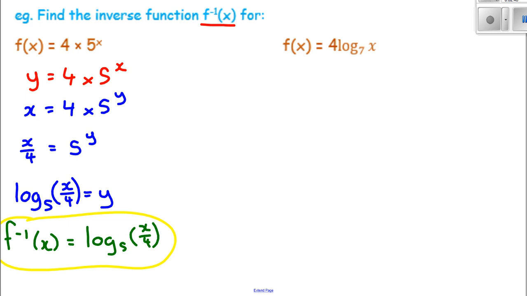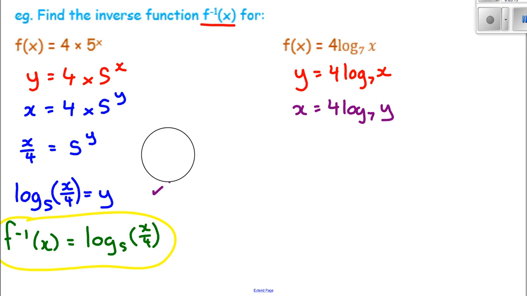Next one again. f of x equals 4 log base 7 of x. So let's rewrite it. y equals 4 log base 7 of x. Let's divide off the 4 first. Oh no, I need to swap everything first, don't I? So let's do this one all in purple. So instead, x equals 4 log base 7 of y, swapping the x and the y around. Now to solve for y, you could put it from log form into exponential form. In the previous question, we put it from exponential form into log form. In this case, let's change it from log form into exponential form. Oh no, sorry, we need to divide off 4 first.